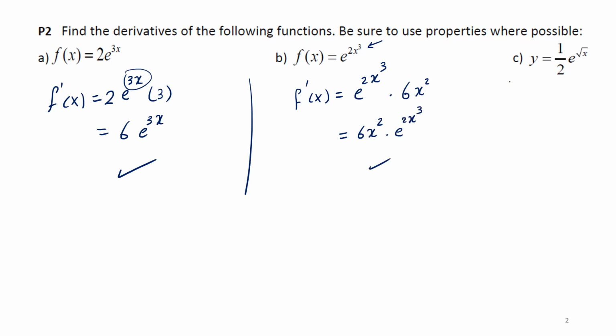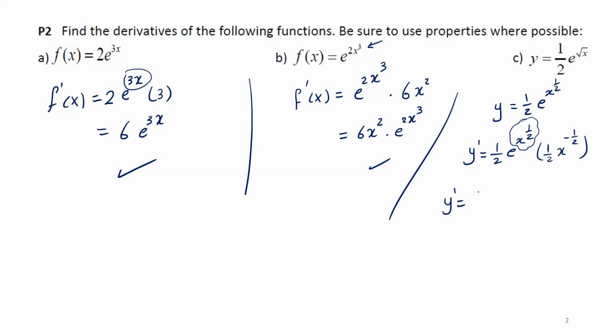That's it. This one, y equals half e to the power root x, where root x is really x power half. When you derive it, y prime is half times the same function, e to the x power half, times the derivative of the power, which is half x to the power negative half. So simplify: half times half is 1 over 4, times x power negative half, e to the root x.